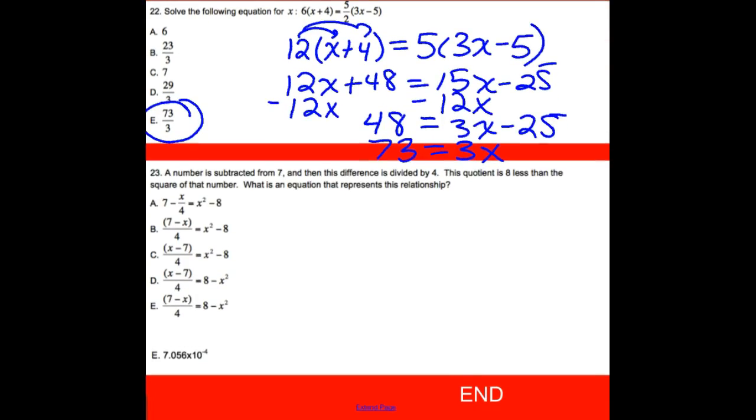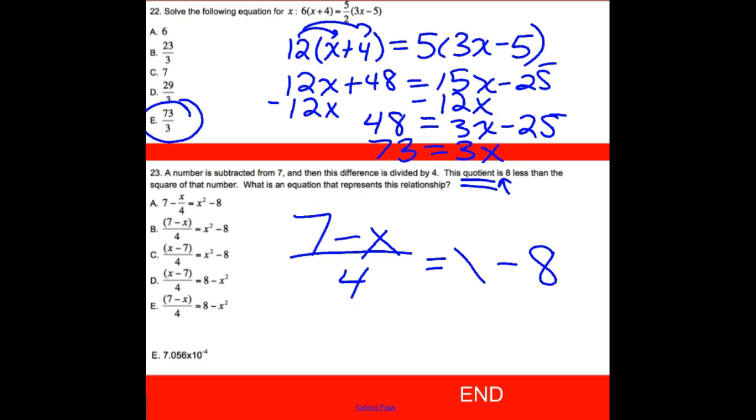Number 23, a number is subtracted from 7, and then this difference is divided by 4. This quotient, which means the answer after you've divided, translates into an equal sign, 8 less than, so we're going to remove 8 from the square of that number. So when I decode that one, I get letter B for my answer.